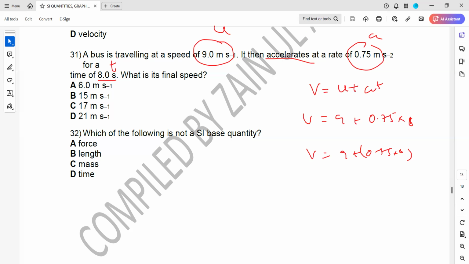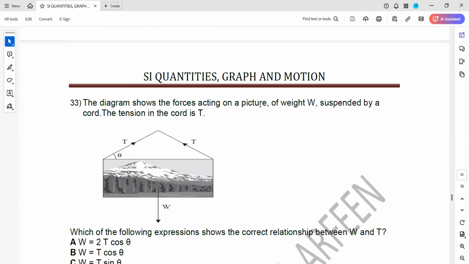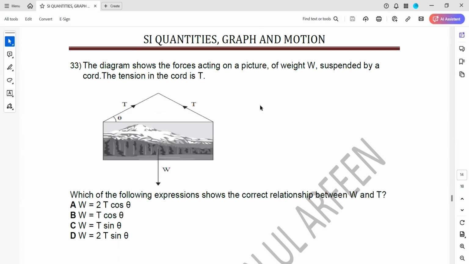Which is 15 meters per second. Okay. In question 13, the diagram shows the forces acting on a pitcher, weight W suspended by the cord. Which of the following expressions could show the relation between the weight and the T? Look, T is making an angle theta. So T will have two components, one with the angle, T cosine theta, and the one opposite to the angle will be T sine theta.